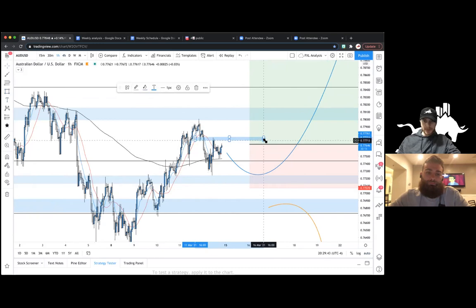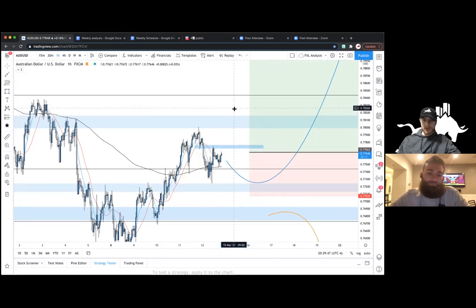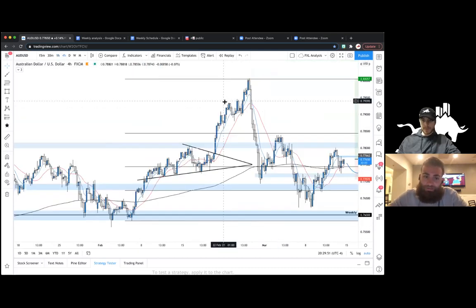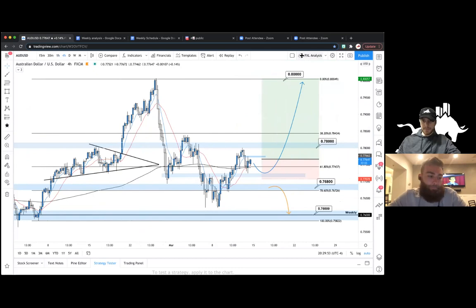There's another minor level right here. So again, any more variations through this and then this zone, we'll be taking entries on. Looking pretty good on AU though. I like the way this is setting up.